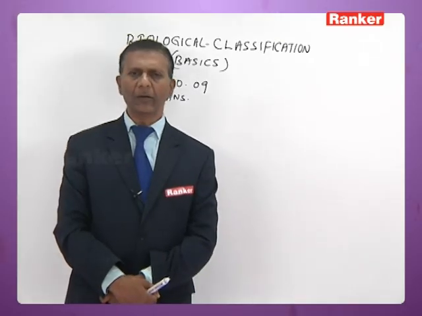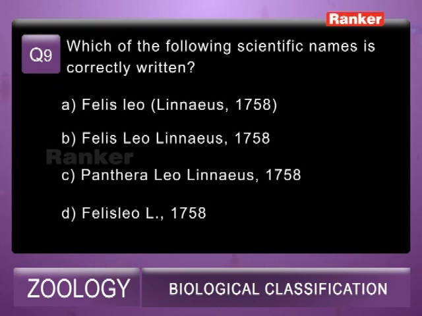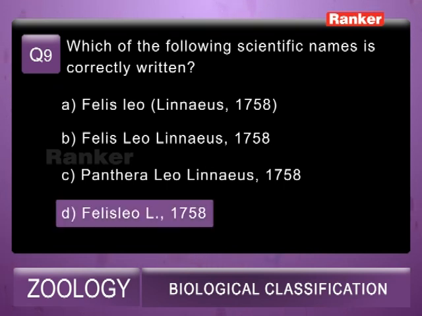Question number 9. I shall read out the question for you. Which of the following scientific names is correctly written? A. Felis Leo Linnaeus 1758. B. Felis Leo Linnaeus 1758. C. Panthera leo Linnaeus 1758. D. Felis leo Linnaeus 1758.